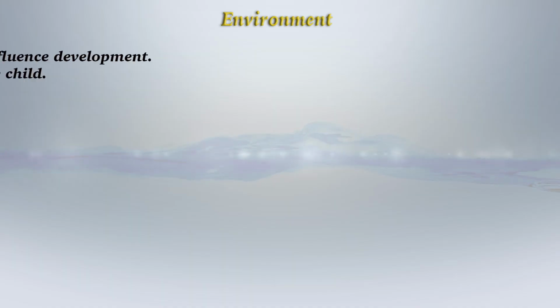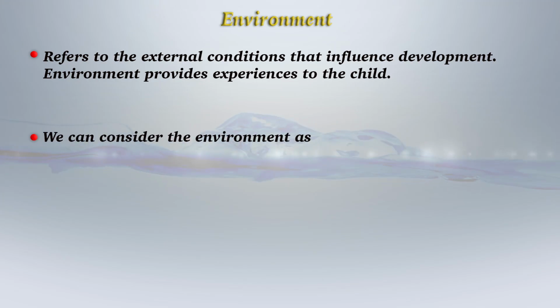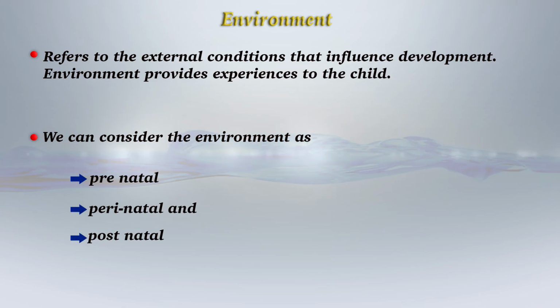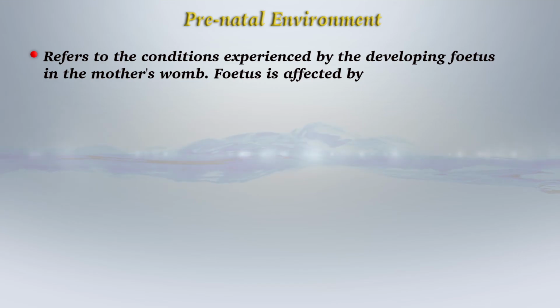Let us now understand what we mean by the term environment. So, environment refers to the external conditions that influence development. It is the environment that provides experiences to the child. We can consider the environment to be of 3 types: prenatal, perinatal and postnatal. Let us understand what each one of them means. Prenatal environment refers to the conditions which the developing fetus experiences in the mother's womb. So, the fetus is surrounded by the mother's womb and the conditions within it form the prenatal environment.